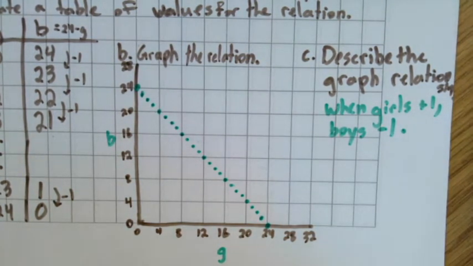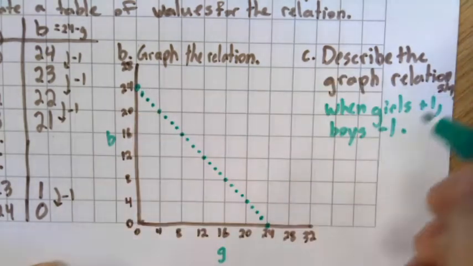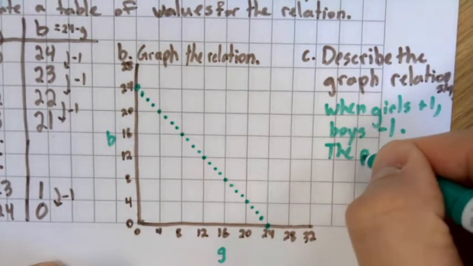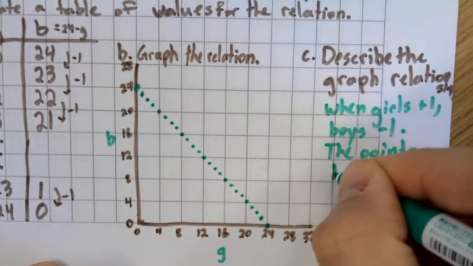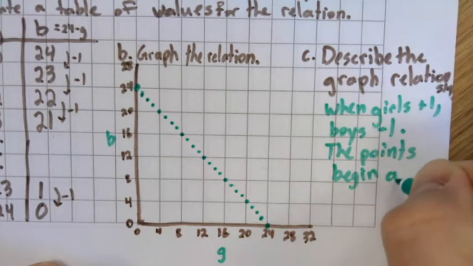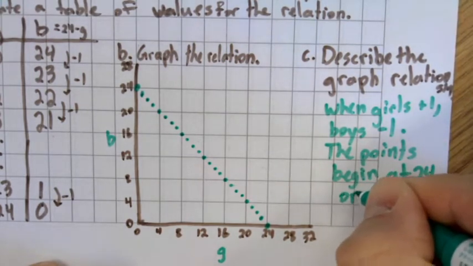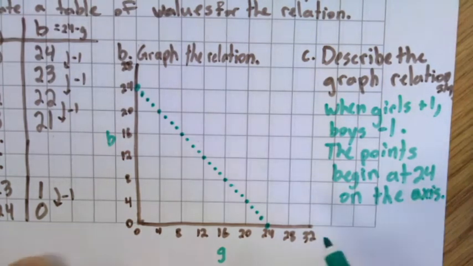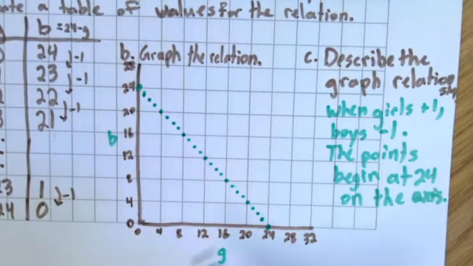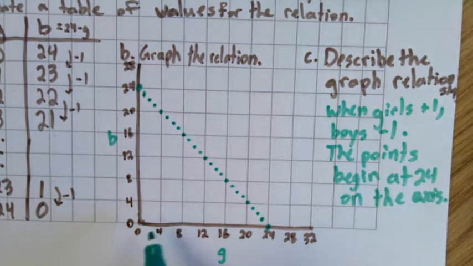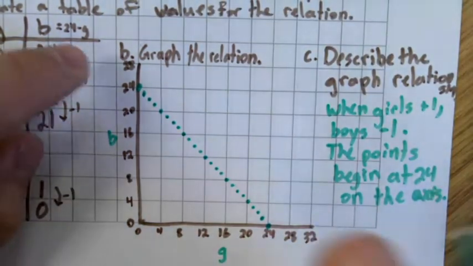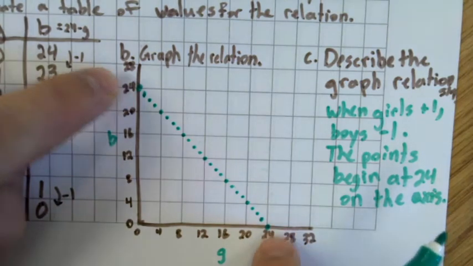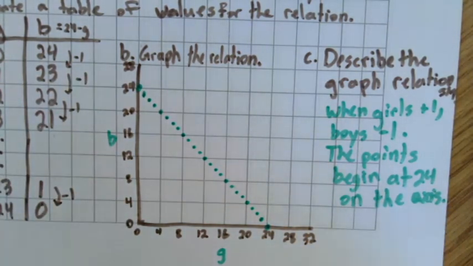All right? As well, another thing we notice is that the points begin and end at 24 on each axis, right? When I say axes, I'm talking about the lines where x is 0 and y is 0. So notice that it goes 24 to 24, which makes sense because there can only be 24 students on the bus.